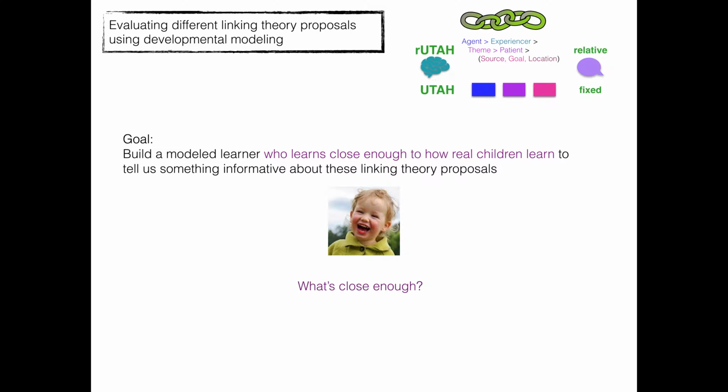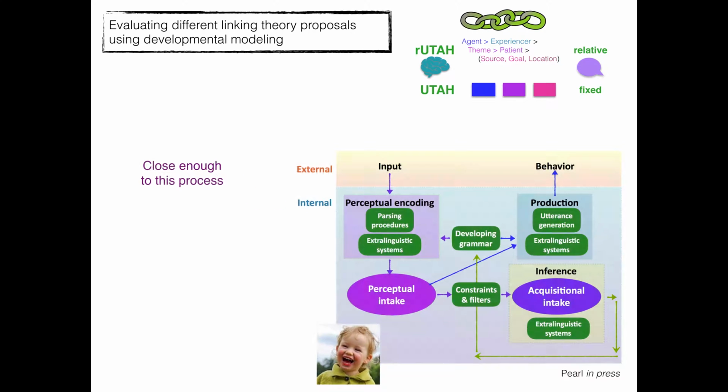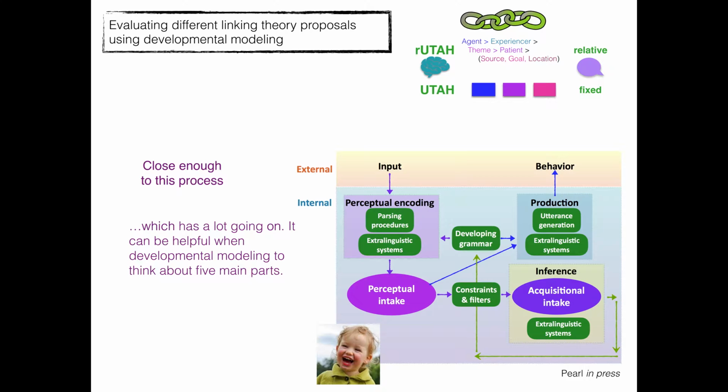So a really great question is, what does close enough actually mean? I say that it means close enough to this process over here, which I talk about more in a recent book chapter, but it's really capturing what I think are key components of the language acquisition process, both external components that we observe, like the input the child gets and the behavior that they produce, and internal components, which is all this stuff that we try to infer on the basis of the input and the behavior, right? And this has a lot going on in it, right?